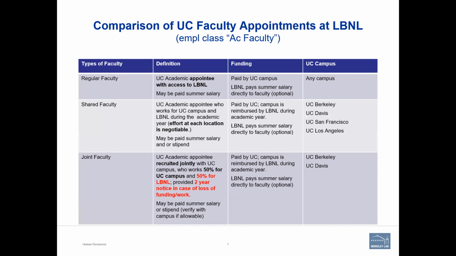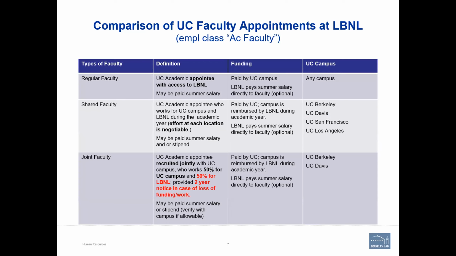This here is the matrix I was talking about. It gives you a breakout of the types of faculty, the definition and funding, and what campus. So regular faculty could be a UC academic appointee. They might be paid summer salary. Again, summer salary is something that they can choose, and you have to check that they're eligible for it. For instance, I believe it's UCSF, they pay annually. So since they pay annually, they're not allowed to get summer salary. They're not eligible for it.